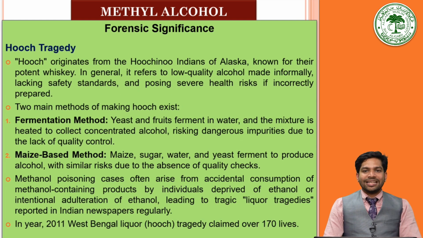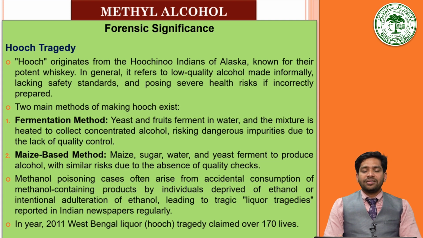Then Hooch tragedy is associated with methanol poisoning. Hooch originates from the Hoochinoo Indians of Alaska, known for their potent whiskey. In general, it refers to low quality alcohol made informally, lacking safety standards and posing several health risks if incorrectly prepared. There are two main methods of preparing this Hooch alcohol, that is the fermentation method and the maize-based method.